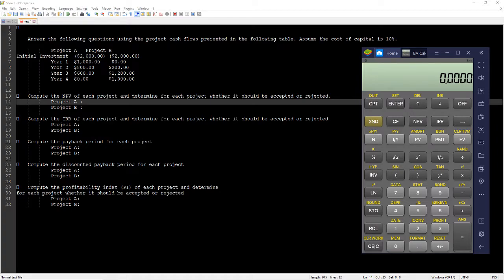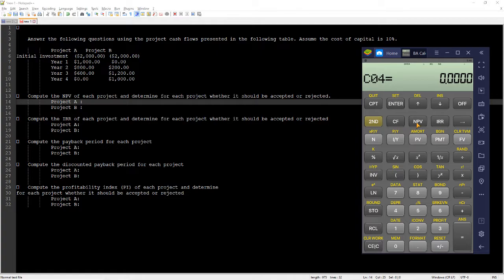To do this as efficiently as possible, I'm going to compute every single one of those variables for each project, one project at a time. So we're going to start with project A, and we're going to put in our cash flows. Year 0 is negative 2,000, year 1 cash flow is 1,000, year 2 is 800, year 3 is 600, and just for posterity, year 4 is 0, so we'll enter in 0.